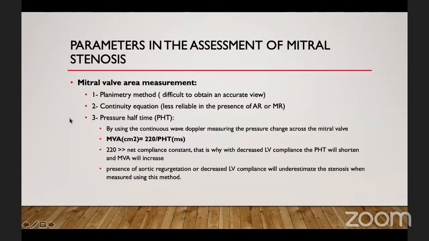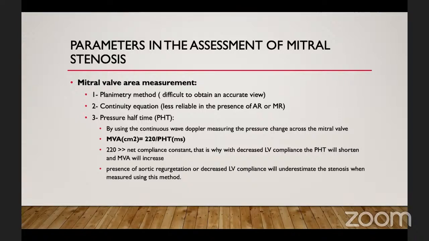It comes from the basic principle of physics: what comes in equals what comes out. So if we know a certain area and the velocity at that area, the flow at the end of that same tube will be equal to that one. From that, we can calculate the area of the mitral valve, but it's less reliable in the presence of aortic valve regurgitation or mitral regurgitation.